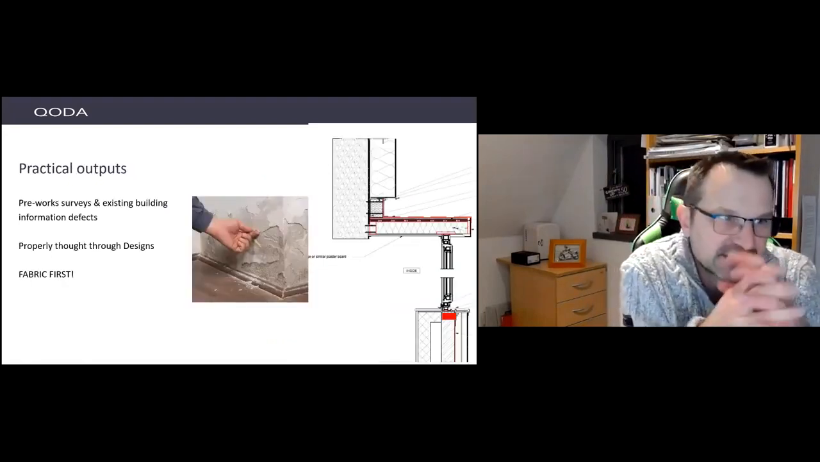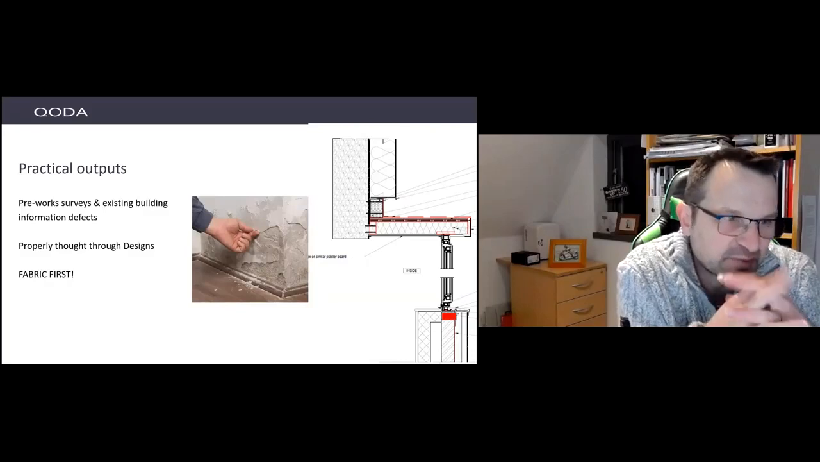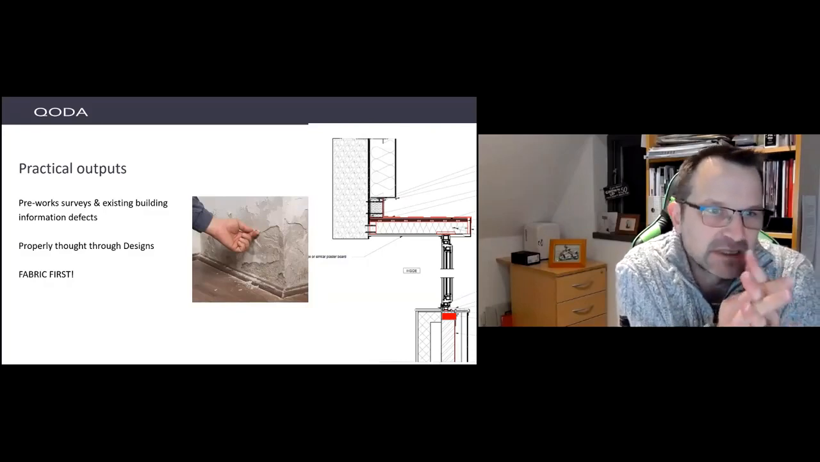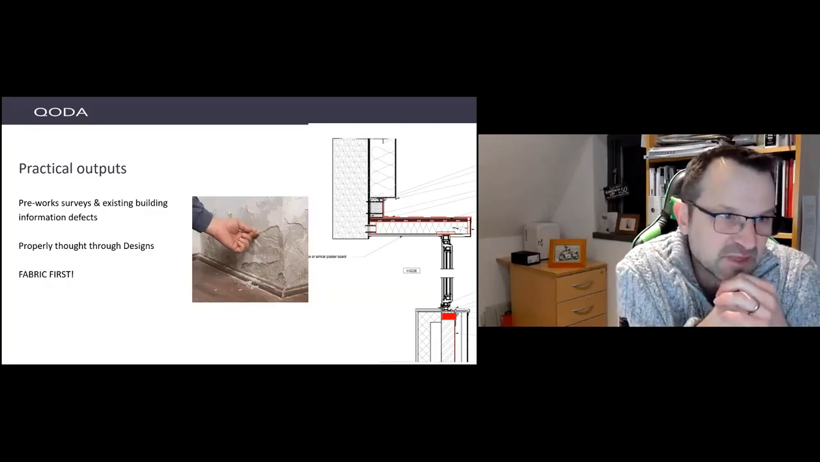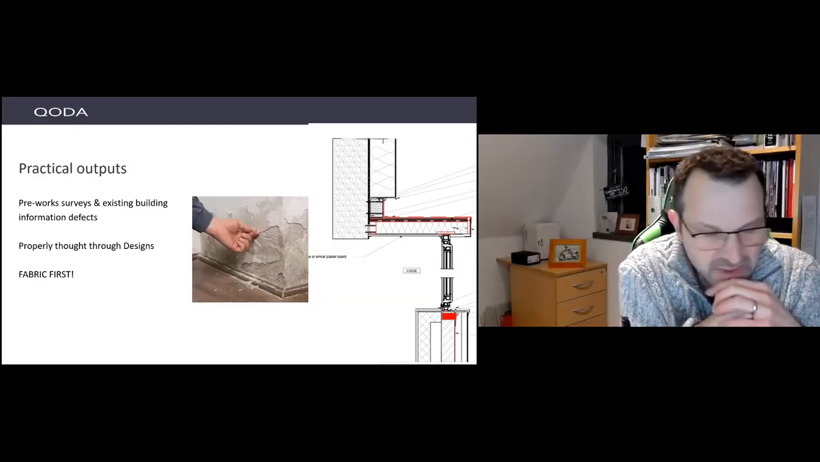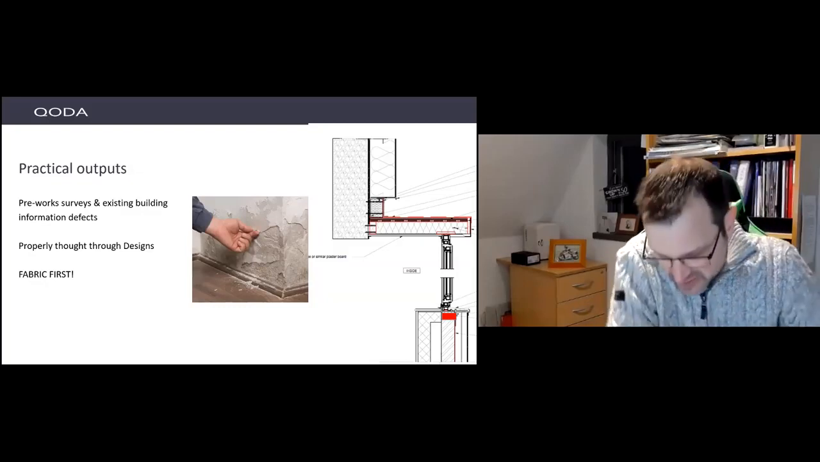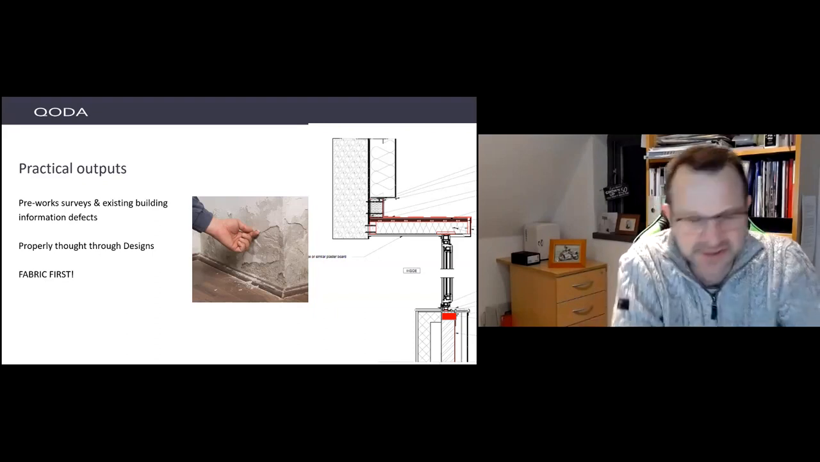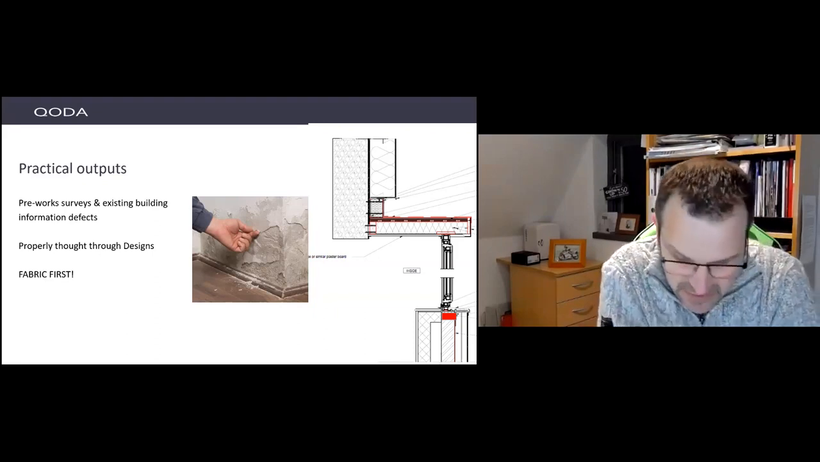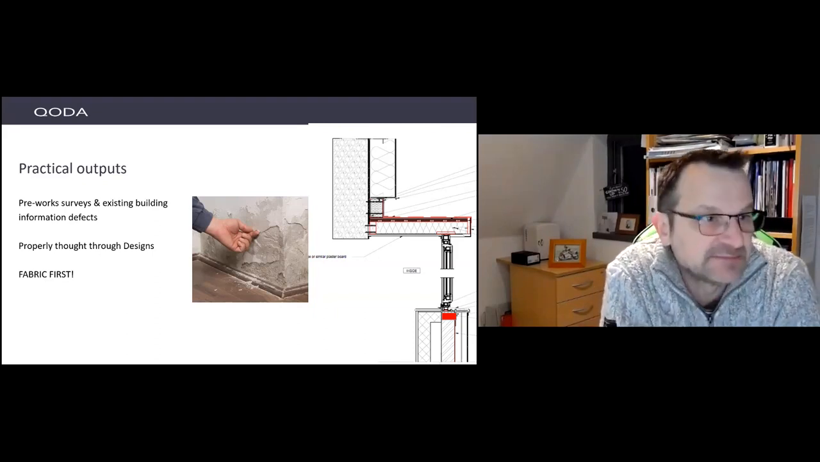So the retrofit assessor goes in and carries out pre-work surveys and identifies what existing defects are there in the building. Ideally, they need to be dealt with before you do any retrofit works, because otherwise there's a good chance you're going to make those defects worse.